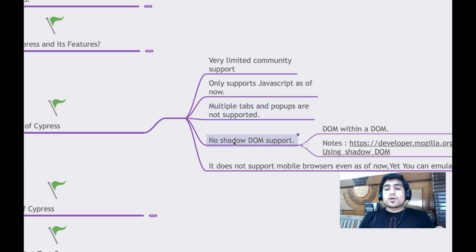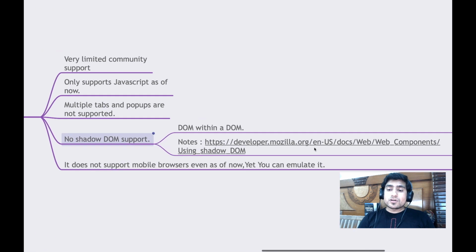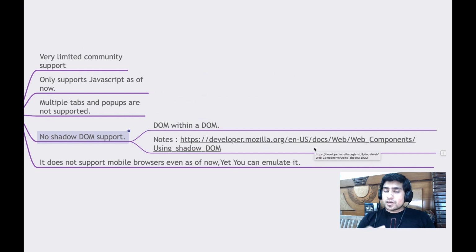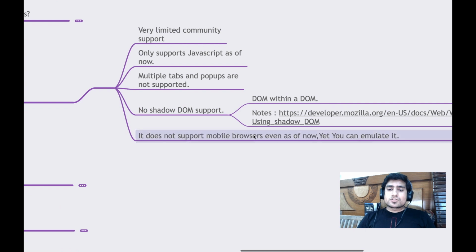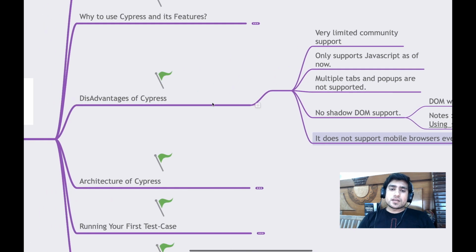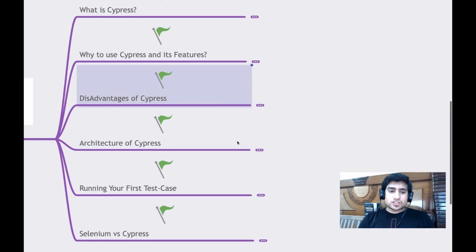Shadow DOM, which is basically called DOM within DOM, right? It is not supported, and you can read more about this on this link. I'm going to put it into the description also. So Shadow DOM is all about a DOM within a DOM, which is basically hidden as of now. Selenium supports it using certain functions, but if we talk about Cypress, no support is there, right? There is no support for mobile browsers as of now. Only if you want to do web UI automation, then you need to choose Cypress. So that is a disadvantage, right?